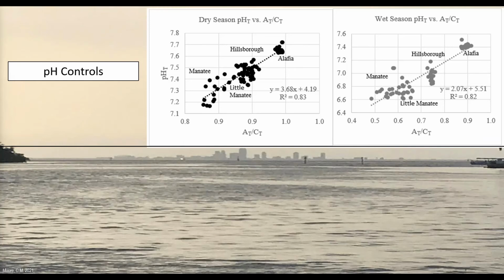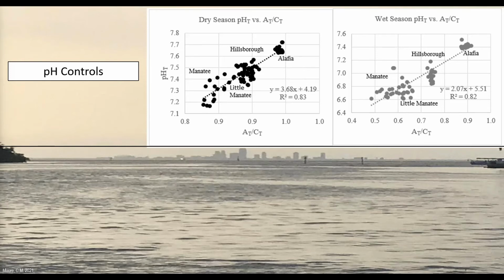So as I mentioned, the ratio of AT to CT strongly affects pH and saturation state, mainly from photosynthesis and respiration when different water masses aren't mixing. Consistent with that expectation, this figure shows the robust relationship between pH and AT-CT ratios each season. Dry seasons on the left there in black, wet seasons in gray to the right. Note the pH range in the wet season is much larger than the dry season.